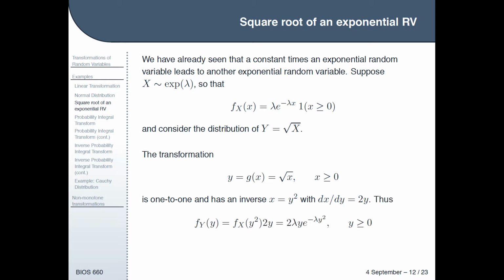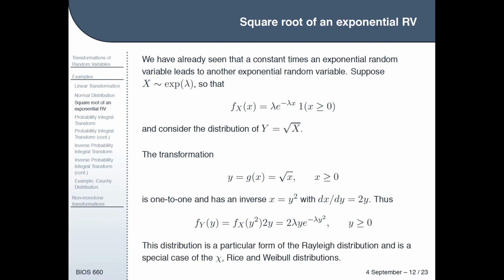So that implies the density function for this new variable y will be just the density function of the original random variable x evaluated at y squared, times 2y. So if we substitute y squared into the density function f of x up here, we end up with 2y times lambda times e to the minus lambda times y squared, for y greater than or equal to 0.